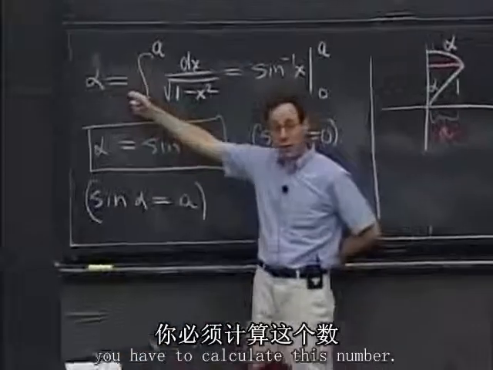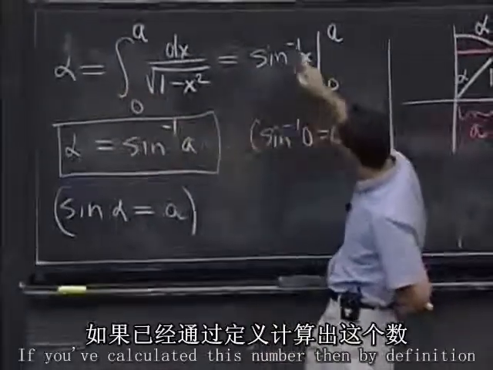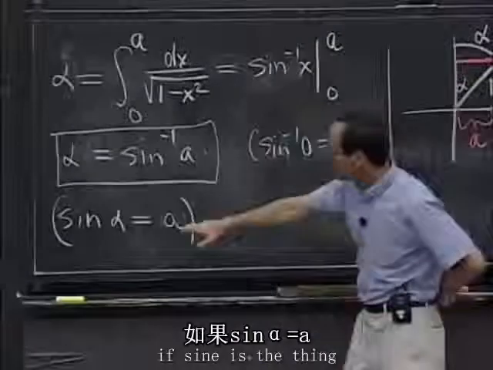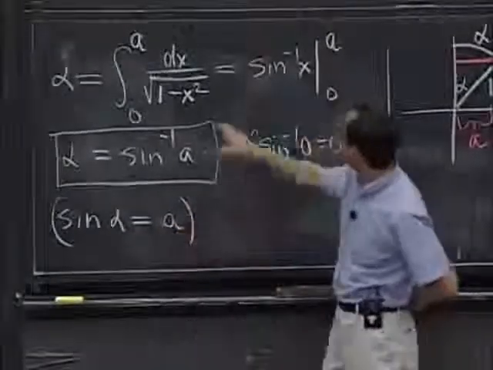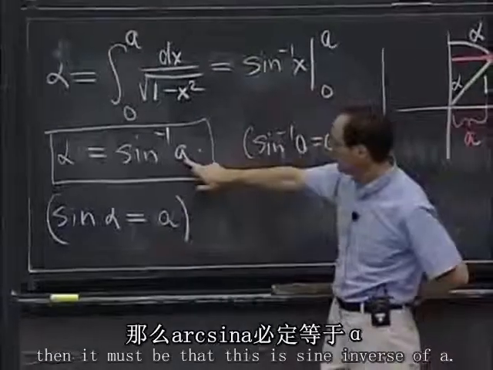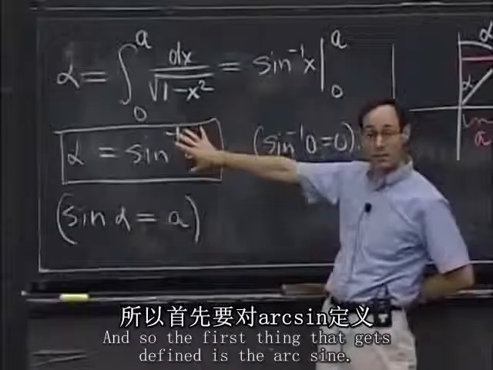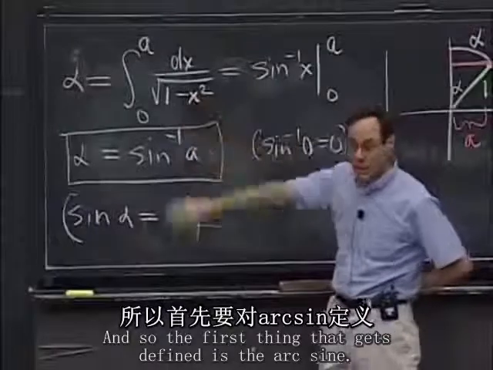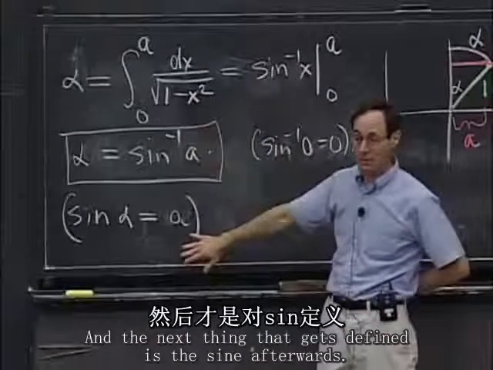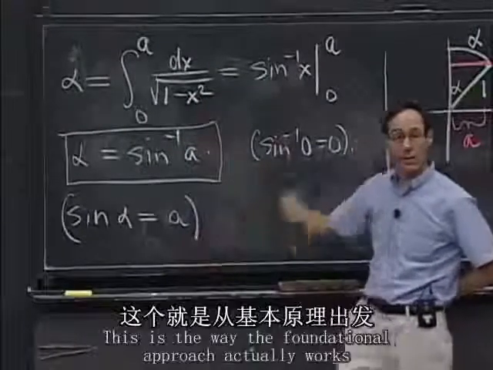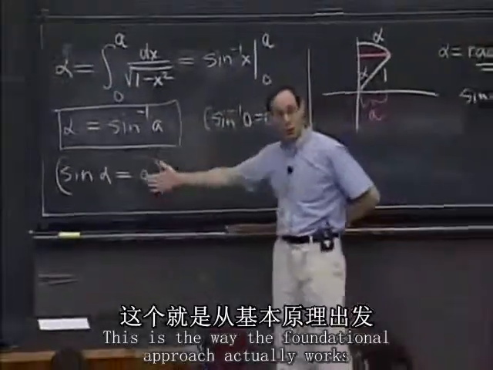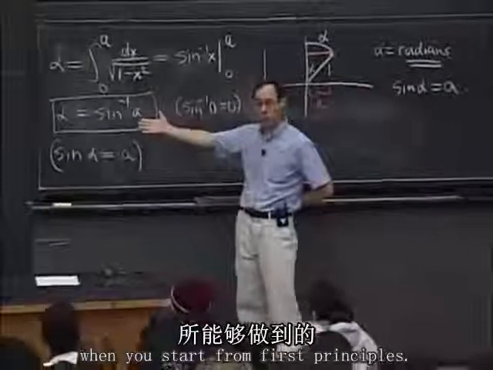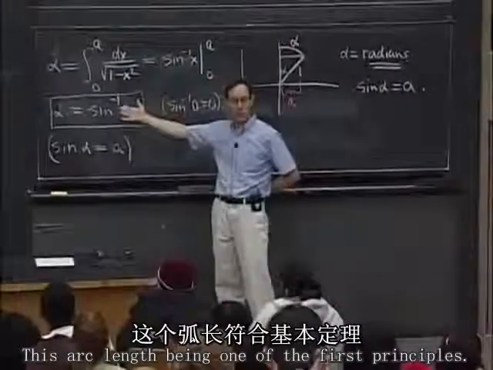If you've calculated this number, then by definition, if sine is the thing whose alpha radian amount gives you a, then it must be that this is sine inverse of a. And so the first thing that gets defined is the arc sine, and the next thing that gets defined is the sine afterwards. So this is the way the foundational approach actually works when you start from first principles, and this arc length being one of the first principles.